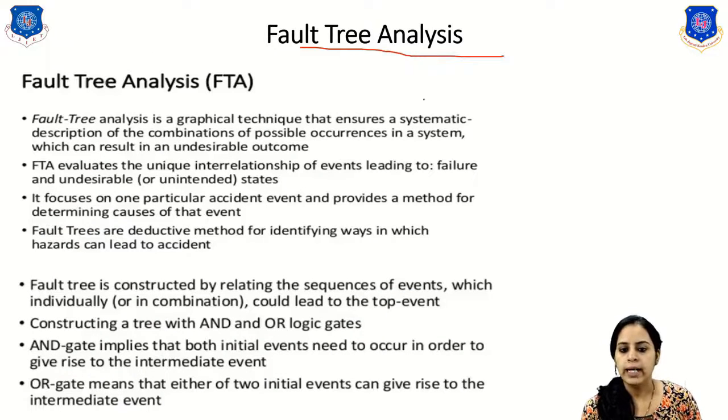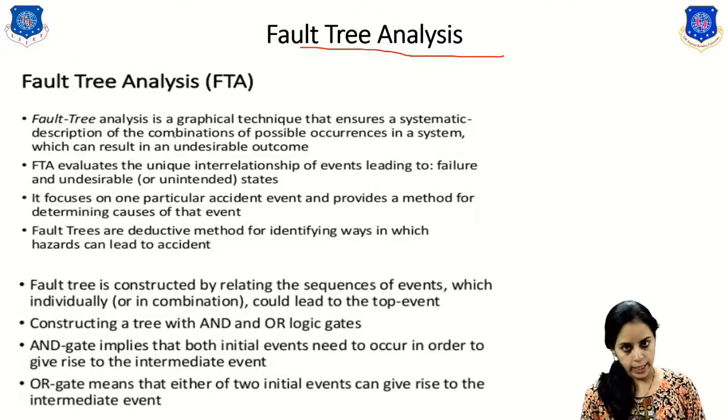Now, the fault tree analysis. It is an analysis, a graphical technique, that ensures a systematic description of the combination of possible occurrences in a system which can result in an undesirable outcome, right? So the fault tree analysis shows the interrelation of events leading to failure and an undesirable state. Okay, so it focuses on one particular accident event and provides a method for determining the cause of the event. The fault tree is a deductive method for identifying ways in which hazards can lead to an accident, right?